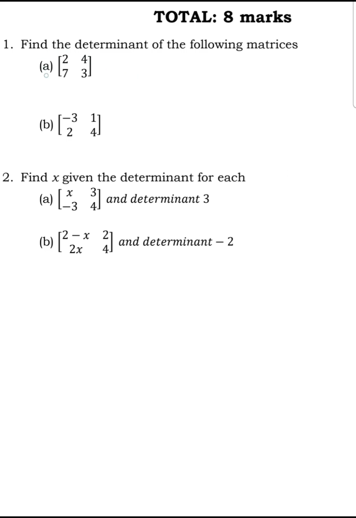So how do we find the determinant of a matrix? The determinant of a matrix, which is this, and this is a 2 by 2, is just equal to the product of the major diagonal elements. These elements here are major, while these elements here are minor. So the product of the major, which is 2 and 3. So we have 2 multiplied by 3 minus 7 multiplied by 4.